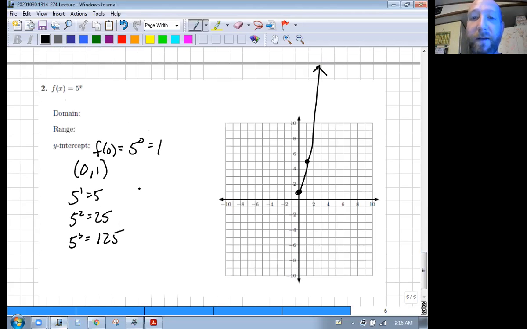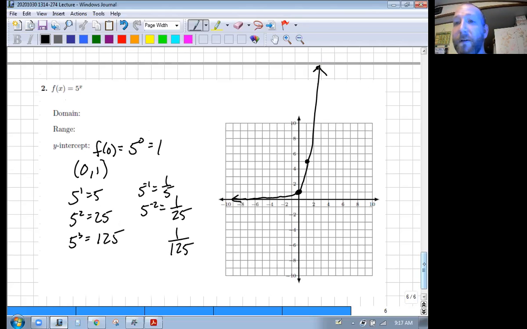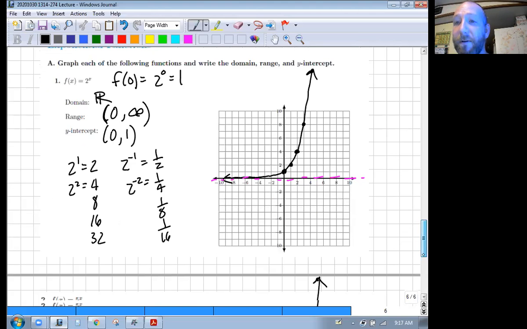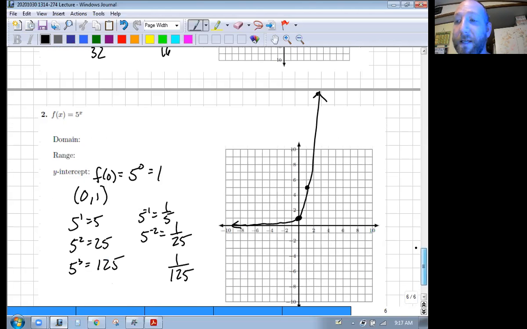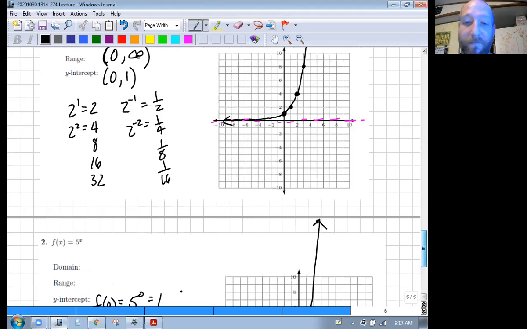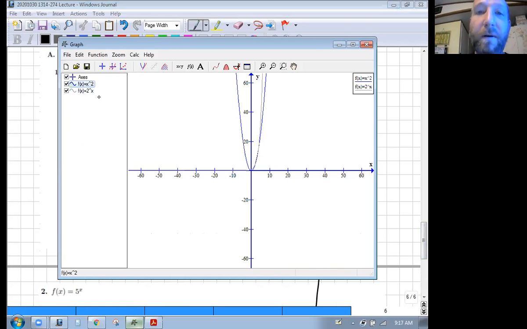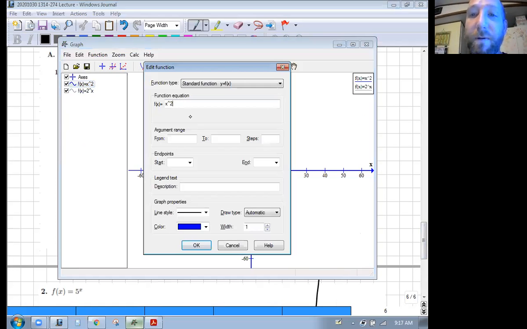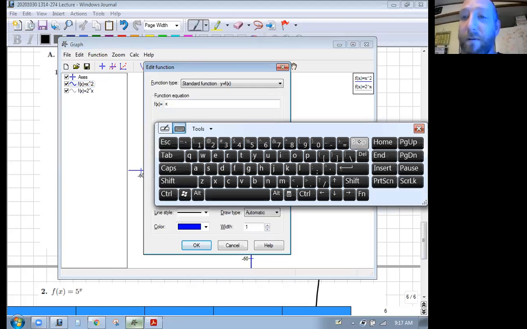Okay, when we go to the left, we have 1/5, 1/25, 1 over 125. So when we go to the left, it exponentially decays just like the last function, but it does it even more quickly. So they look a lot alike. The only difference is this one is more intense than this one. I don't know if this will show it very well.